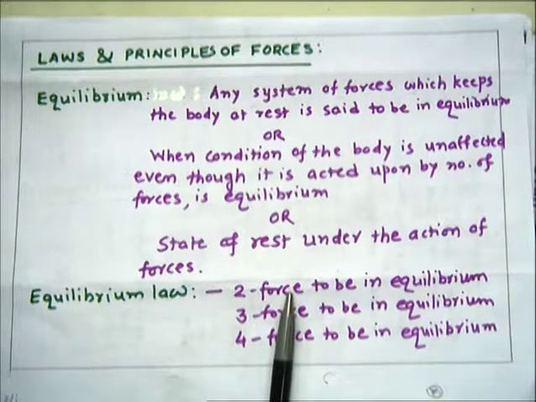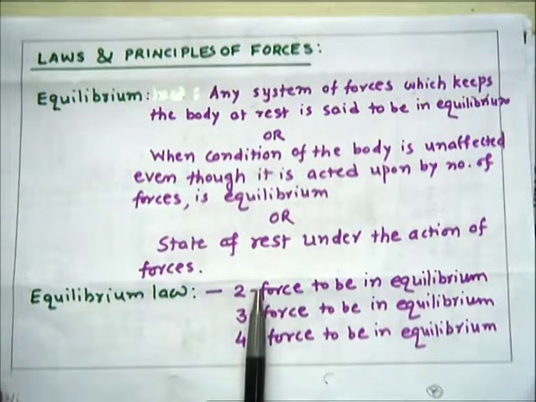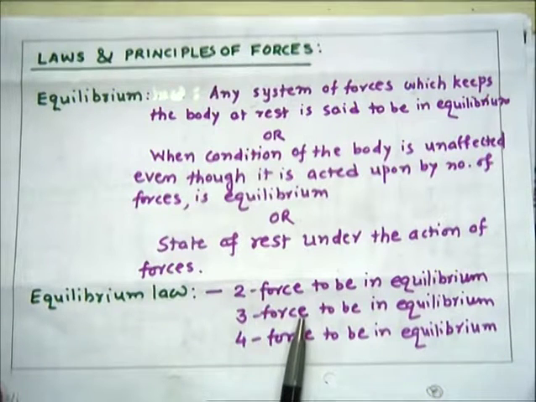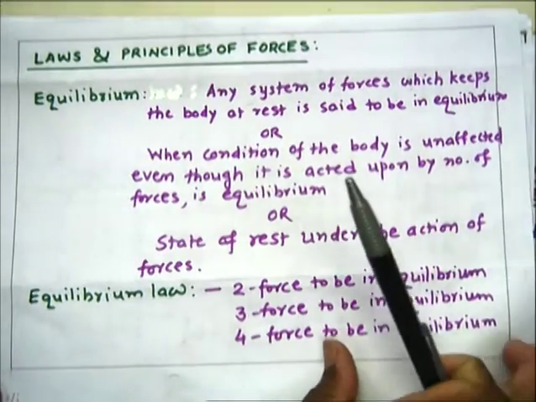For 2 forces to be in equilibrium, they must be equal and opposite. In the 3 force principle we discuss that the resultant of any 2 forces must be equal and opposite to the third force. And in the 4 force principle we say the resultant of any 2 forces must be equal and opposite to the resultant of the remaining 2 forces. So that is known as the 4 force principle for equilibrium.